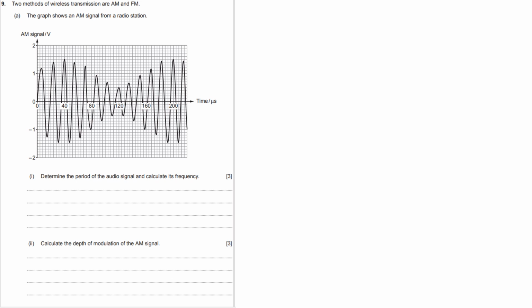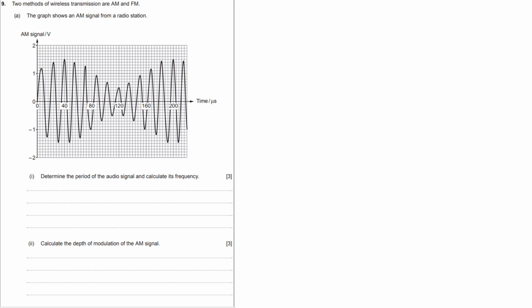Right, okay, so we have wireless comms. This is an AM wave. Why is it an AM wave? Because the A is being M'd. The amplitude is being modulated. Okay, determine the period of the audio signal and calculate its frequency.